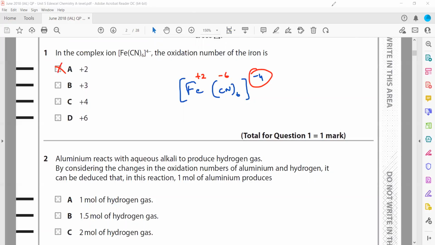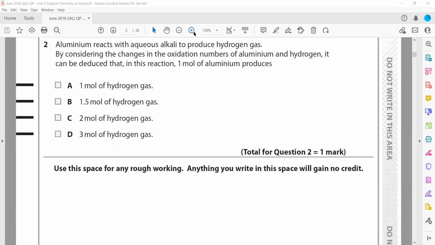The second equation, aluminum reacts with aqueous alkali to produce hydrogen gas. By considering the change in oxidation number of aluminum and hydrogen, it can be deduced that 1 mole of aluminum produces how much hydrogen. So how to work this out? You have to write a balanced equation. How can we write a balanced equation? If we have hydroxide ion, that produces hydrogen gas.